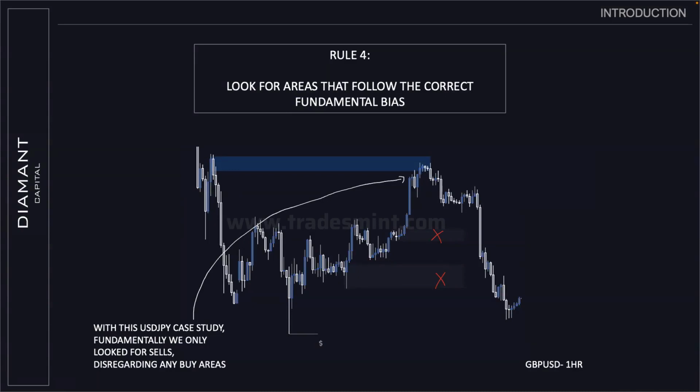Now, what would the technical trader do? A technical trader will say, okay, nice. We've rejected off this sell area right here quite nicely, but the order blocks and the market structure still look quite good for some buys. So they might consider these areas. Me personally, not once would I consider this, because I have that fundamental bias. This is something that we're going to be talking about more and more, especially in the part of the course that just focuses on fundamentals.